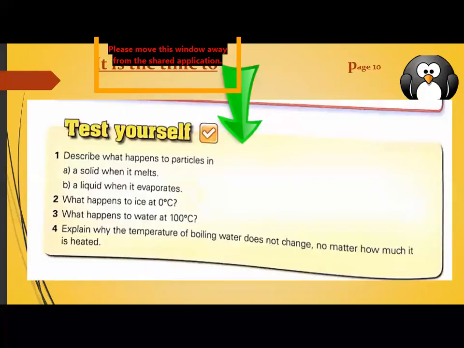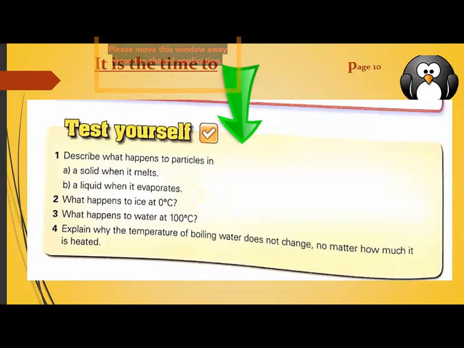Now come towards the exercise. Describe what happens to the particles of a solid when it melts. So, who will give me the answer? Raise your hands.